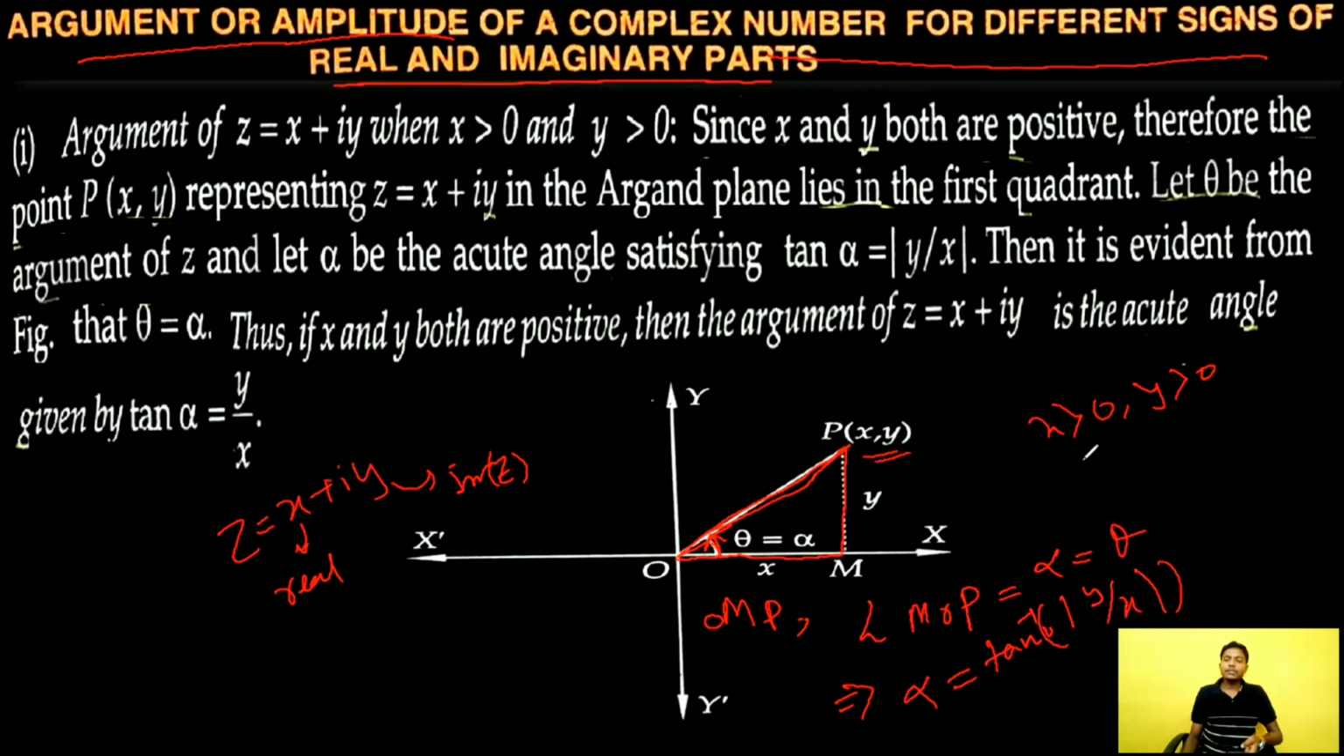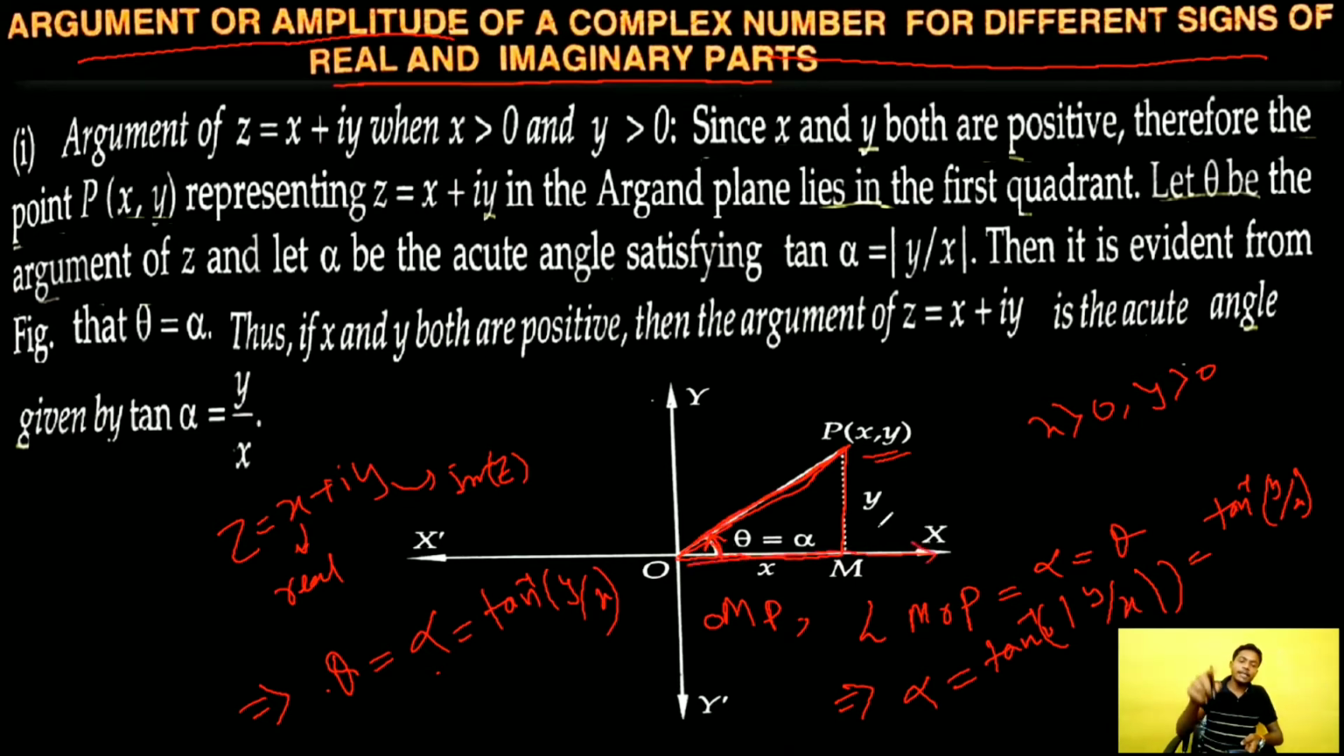Clear? Since in the first quadrant x and y are both positive, alpha is tan inverse of y by x. So in the first quadrant, theta is equal to alpha, which is equal to tan inverse of y by x. This alpha is the acute angle of this right-angled triangle, and theta is called the argument of the complex number z equal to x plus iy. This theta is the angle made by OP with the positive direction of the x-axis in the anti-clockwise sense.